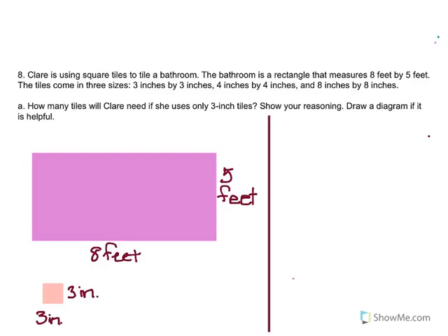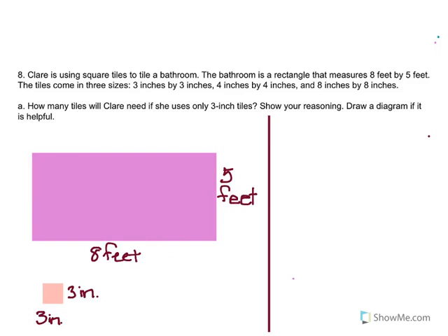All right, so this is question number 8 on your Unit 7 test. Claire is using square tiles to tile a bathroom. The bathroom is a rectangle that measures 8 feet by 5 feet. So I drew a diagram right here of the bathroom so that I could have a visual.